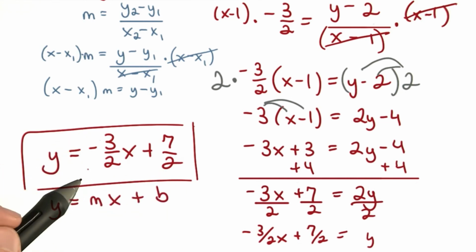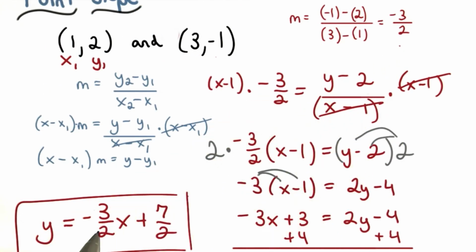We want to make sure our slope is negative 3 halves. Is that what we found before? We can check and see the slopes are both negative 3 halves, so yeah, we at least have this part of the problem right.